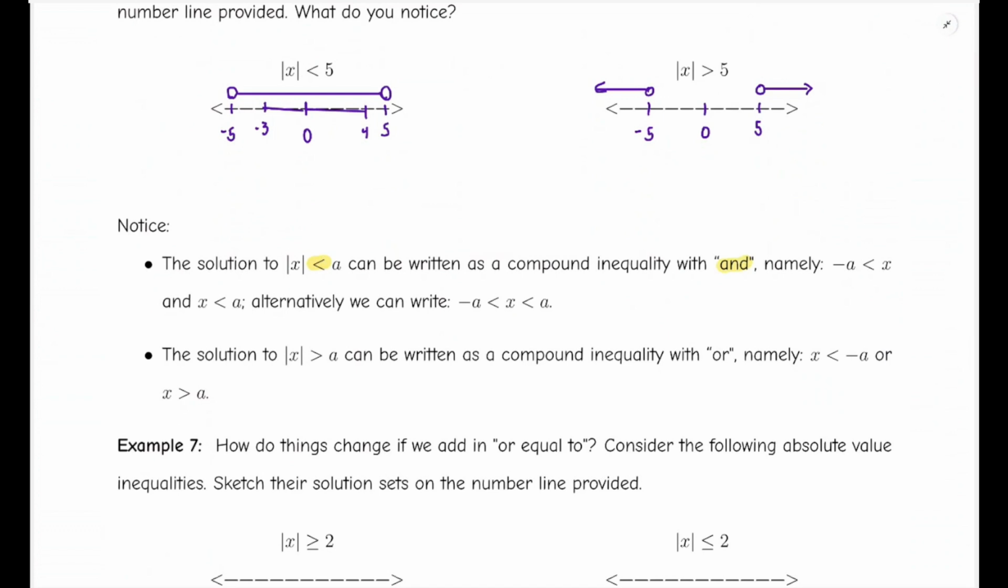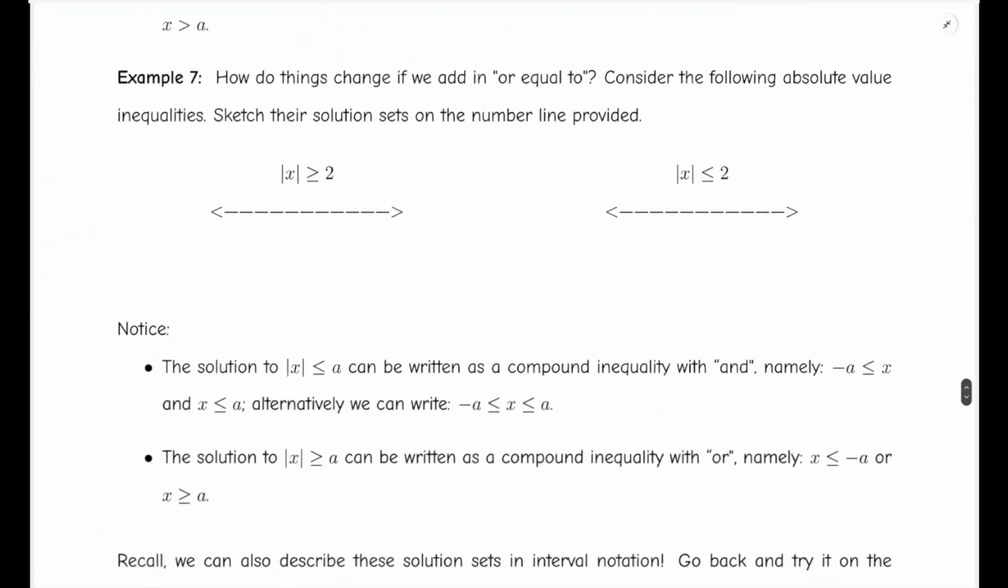The solution to the absolute value of x greater than a can be written as the compound inequality with or, namely x is less than -a or x is greater than a. And again, it kind of rhymes if you pronounce it as great-or and or. One way to remember which word goes with which inequality. And the same thing will be if they're less than or equal to or greater than or equal to.